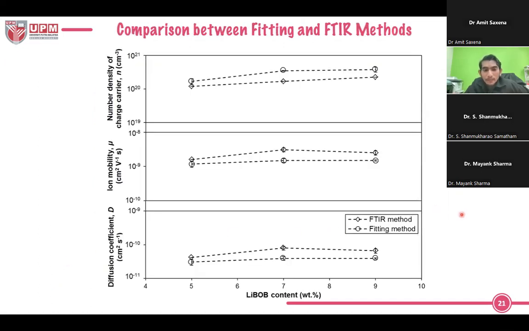Then we compare the values of diffusion coefficient, mobility, and number density obtained from the FTIR method and the fitting method. We can see that the values obtained from the fitting method and the FTIR method are close to each other. The difference is not too far, and it is still in the same order of magnitude. So this indicates that the transport properties of charge carriers calculated from the fitting method can be considered valid to use in the polymer electrolyte.